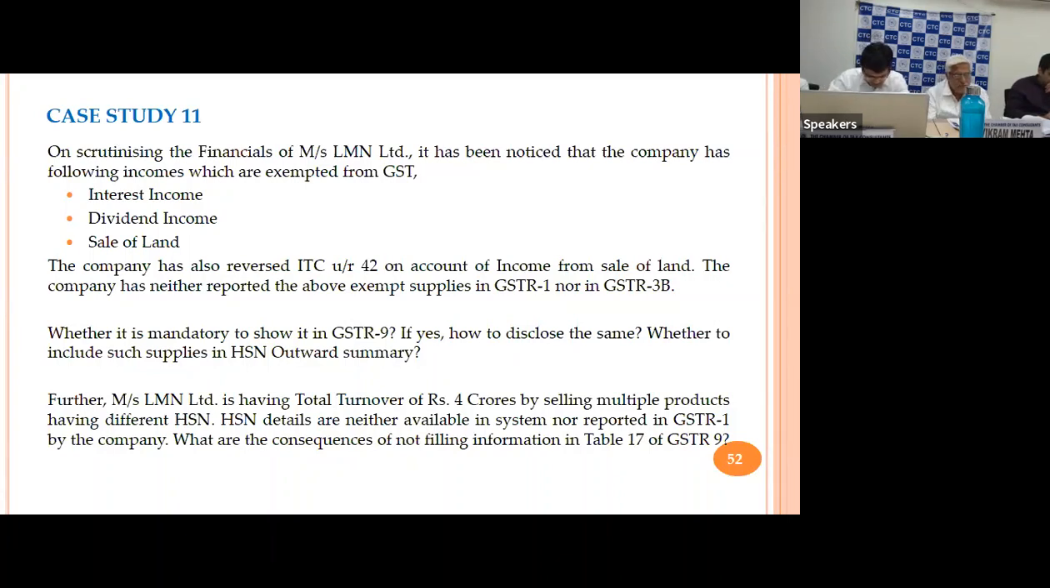On scrutinizing the financials of LLM Limited, it has been noticed that the company has the following incomes which are exempted from GST: interest income, dividend income, and sale of land. The company has duly reversed ITC under section 42 on account of income from sale of land. The company has neither reported the above exempt supplies in GSTR-1 nor in GSTR-3B. Now the question is whether it is mandatory to show it in GSTR-9. If yes, how to disclose the same, and whether to include such supplies in HSN and outward summary also.